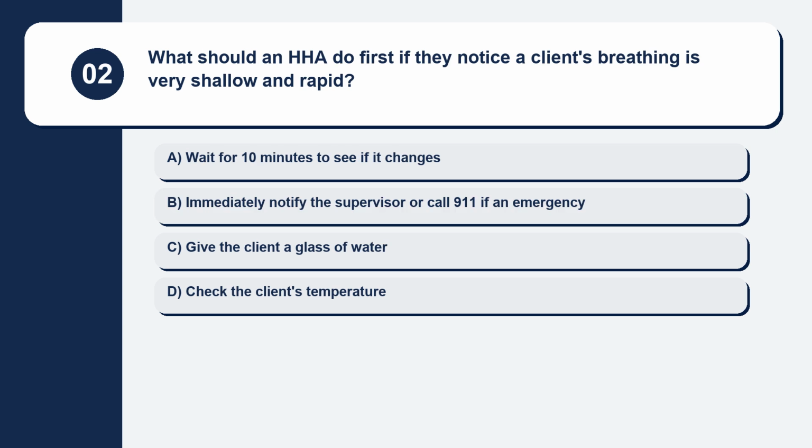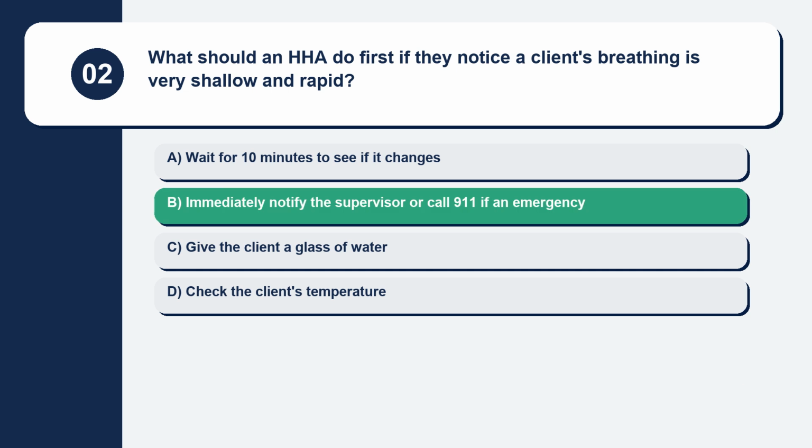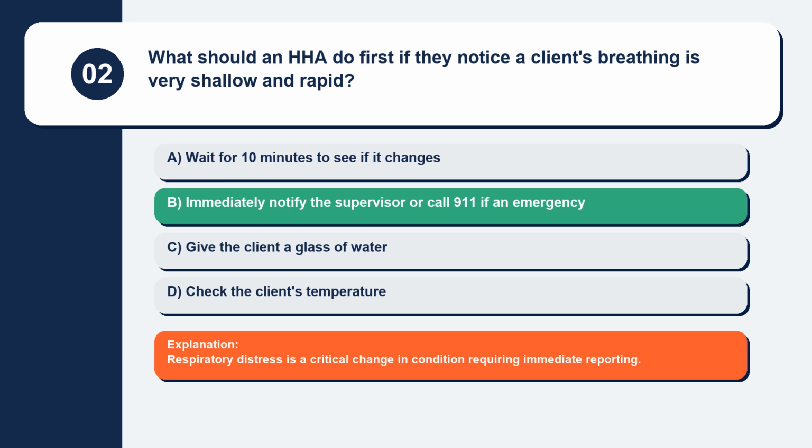Question 2. What should an HHA do first if they notice a client's breathing is very shallow and rapid? Wait for 10 minutes to see if it changes. Immediately notify the supervisor or call 911 if an emergency. Give the client a glass of water. Check the client's temperature. Respiratory distress is a critical change in condition requiring immediate reporting.